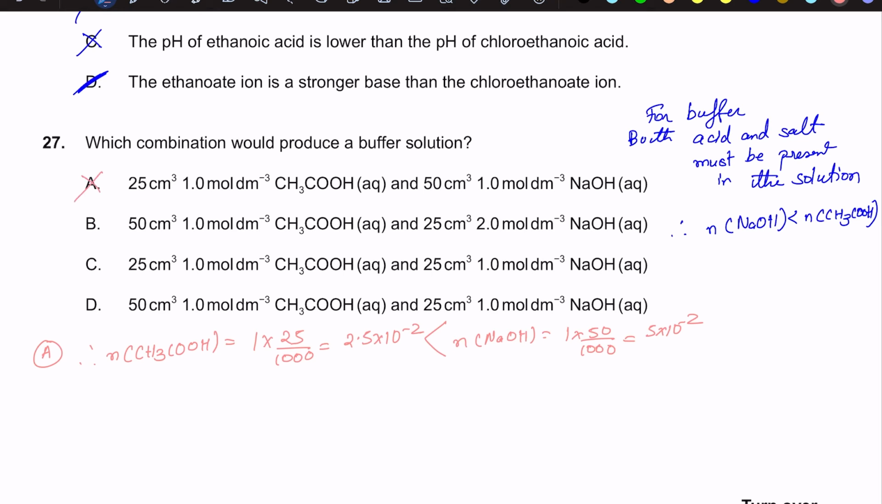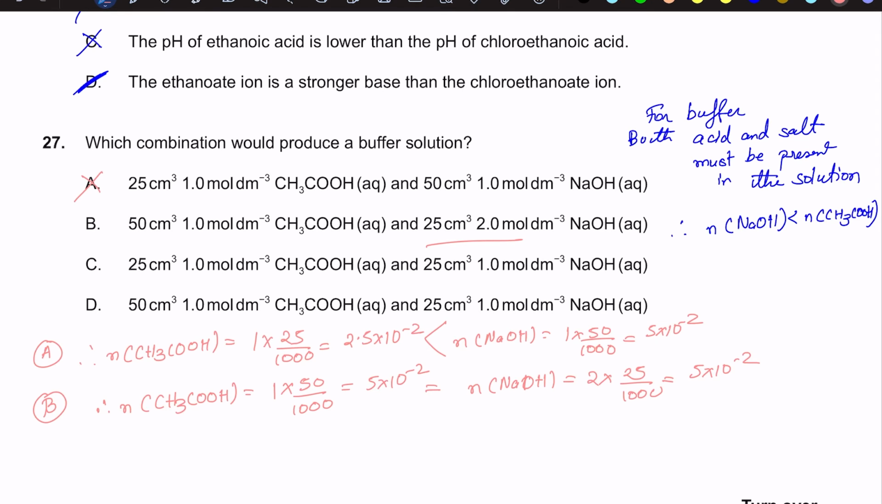Option B, you have 50 centimeter cube of 1 mole per dm cube CH3COOH. It will be concentration times volume. This is 5 times 10 to the power minus 2. Moles of NaOH would be 2 times 25 by 1000, which is the volume for this one. Gives you 5 times 10 to the power minus 2. In this case, NaOH and CH3COOH both have the same moles. Even if you have same moles, all of the CH3COOH will react to form your salt, right? So in your final reaction mixture, you'll only have salt left, but there will be no acid.